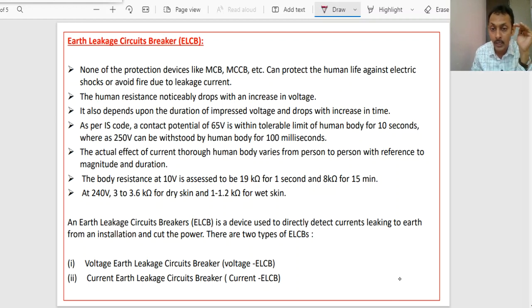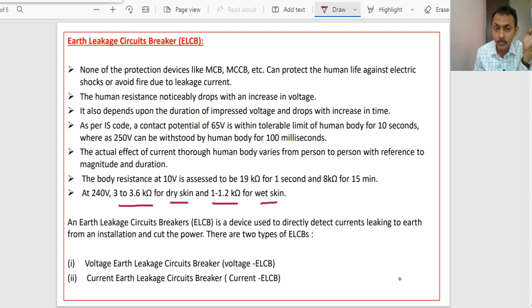Again, it depends upon whether the body is dry skin or wet skin. Depending upon whether it is dry skin or wet skin, the resistance of the human body will change, right? If it is dry skin, at 230 volts, some 3 to 3.6 kilo ohms of resistance can be observed. And if it is wet skin, for the same 230 volts, the resistance offered by the human body will be less, around 1 to 1.2 kilo ohms. Obviously, when the resistance offered is low, the person is going to draw more current and is going to experience the shock severely, right?